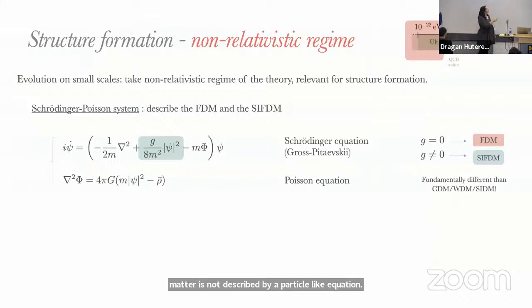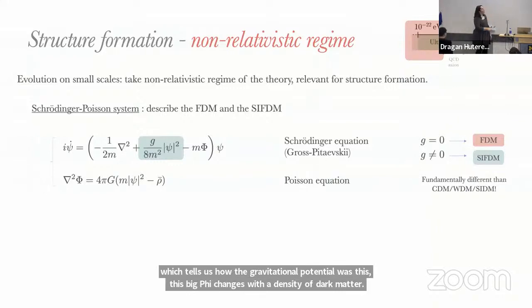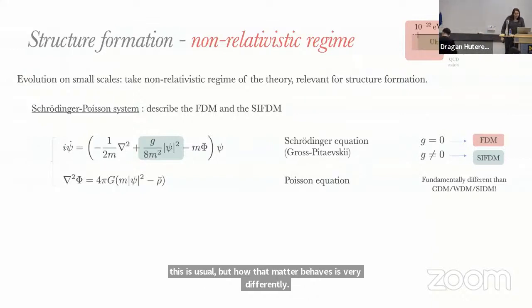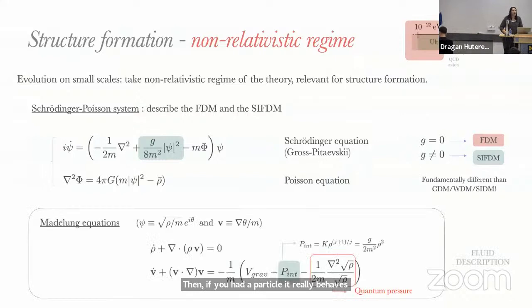And this Schrödinger equation is coupled to the Poisson equation, which tells us how the gravitational potential, this big phi, changes with the density of dark matter. So this is usual, but how dark matter behaves is very different than if you had a particle. It really behaves like a wave. We can rewrite this equation in the form of a fluid because this is something we're more used to, right? For CDM, we wrote CDM like a fluid. So we had a fluid that had no pressure and we knew exactly how to describe a CDM fluid.